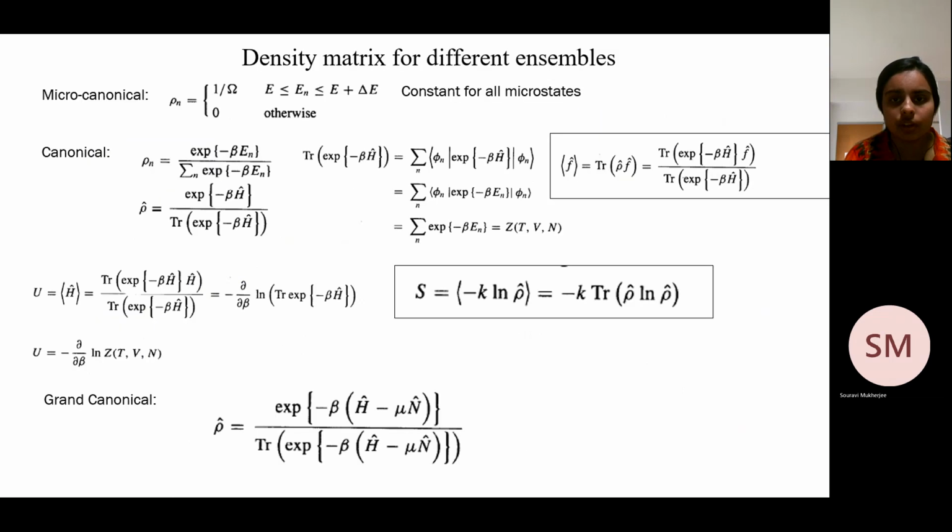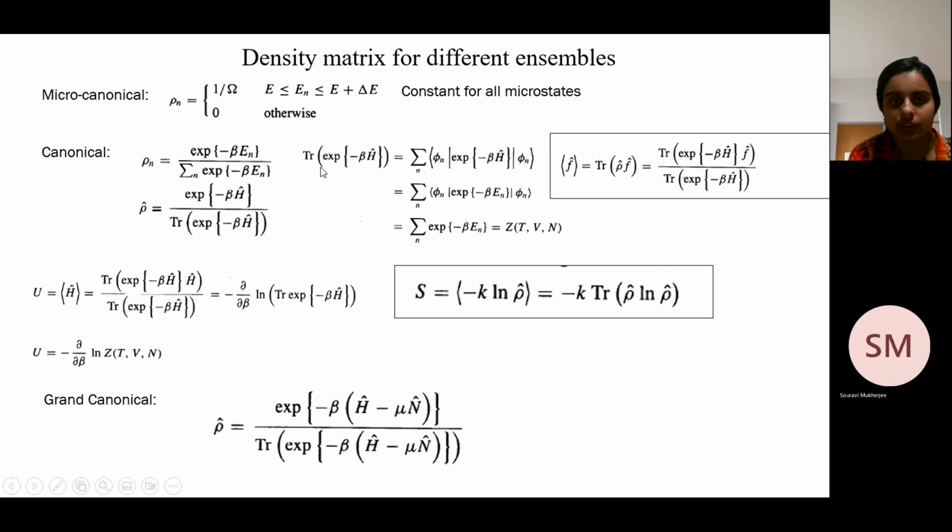Okay, so with that knowledge, we had also seen how the density matrix looks for different ensembles. For a microcanonical ensemble, we know that it's constant for all the microstates. So there it would just be 1 by omega, where omega is the number of microstates possible. And if you have a canonical ensemble, this is the classical way of writing the phase space density. To change it to the density matrix formulation, we get something like e to the power minus beta h, where h is now the Hamiltonian operator, divided by the trace of e to the power minus beta h.